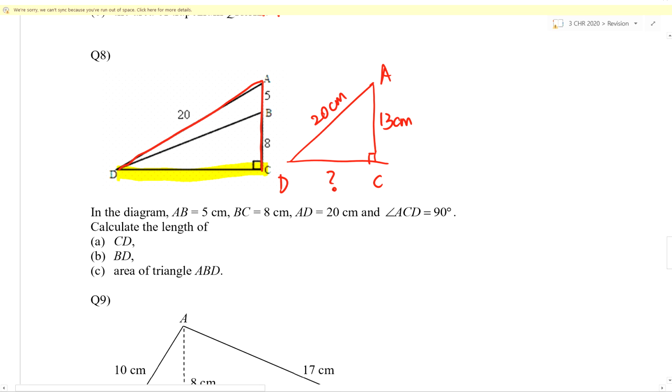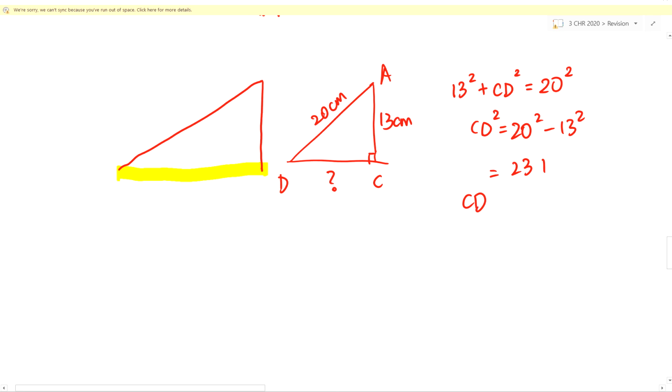So by Pythagoras theorem, 13 square, the short side, you square it, plus the short side, you square it. So CD is what we want to find out. CD square is going to give us the long side square. This is our Pythagoras theorem. The sum of the squares of the two shorter sides equals the square of the longer side. So CD square is 20 square minus 13 square. So CD will be the square root of 231.